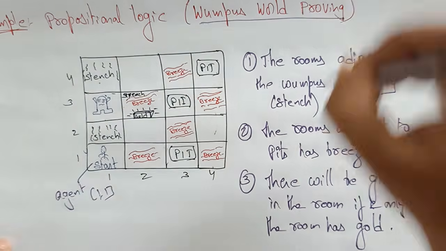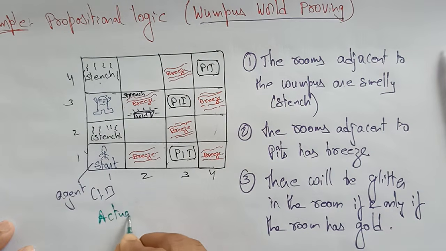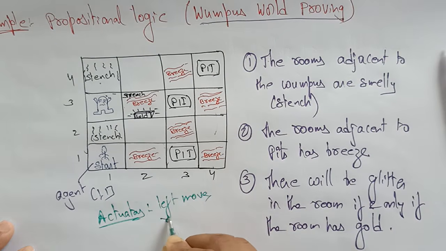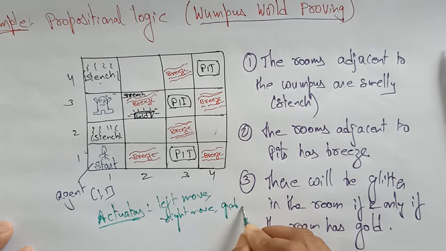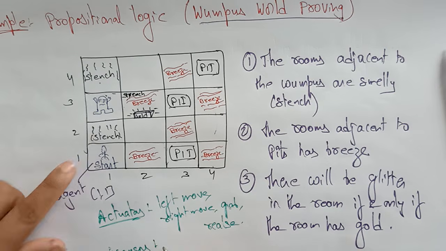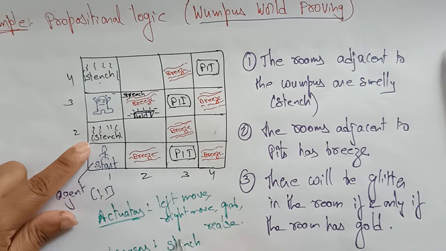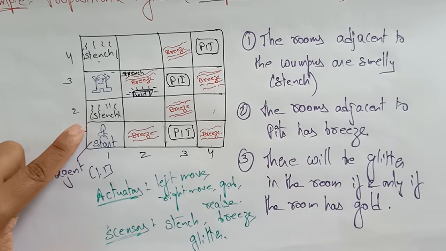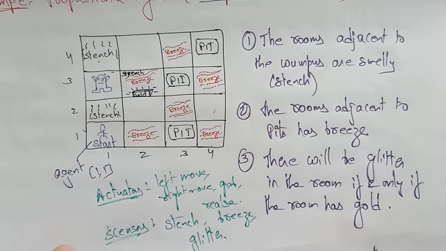Okay, these are the sensors. Let me write those points. Actuators in this artificial intelligence: the actuators are left move, right move, forward, grab, release, shoot. These are the actuators. And the sensors: he can sense the stench smell and breeze, and the glitter. If the gold is there, he can observe the glitter. Okay, and the scream also, the sound he can sense.